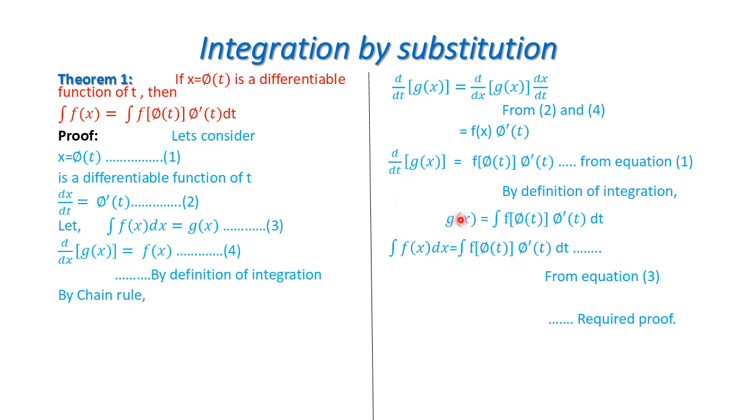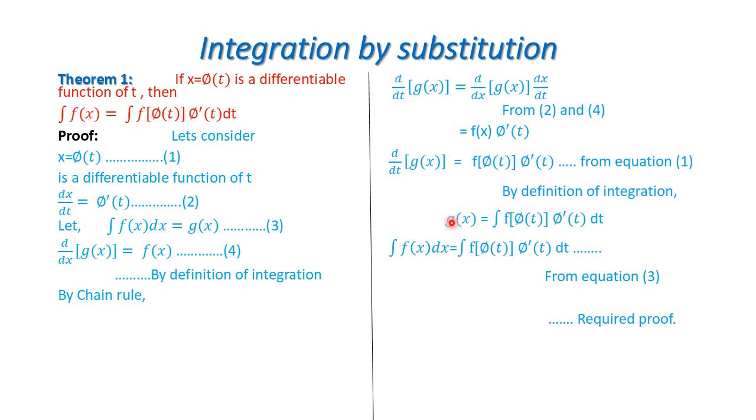So integrating with respect to t, the d by dt gets cancelled, we have only g of x. And on the RHS, integration of f of phi of t into phi dash of t, and the coefficient of integration, that is dt, isn't it? Because we are integrating with respect to t, that's why we have to add it here. So in the RHS we add only the integral sign and this term dt.